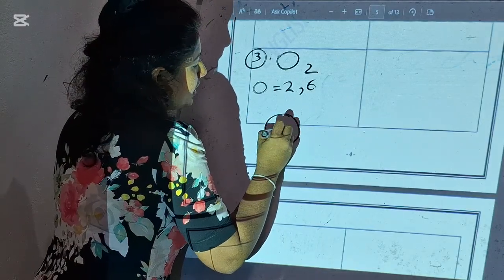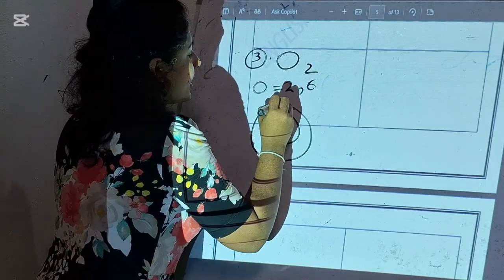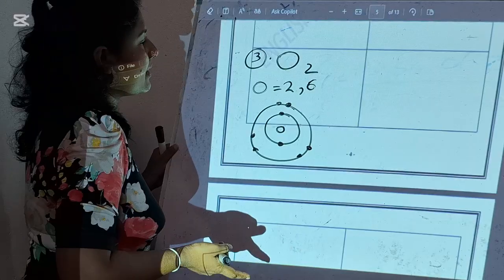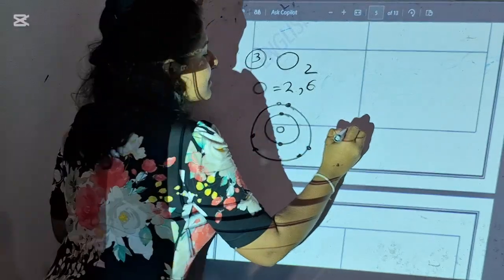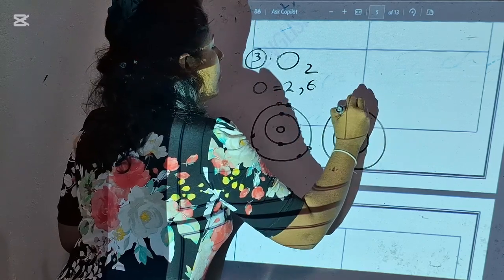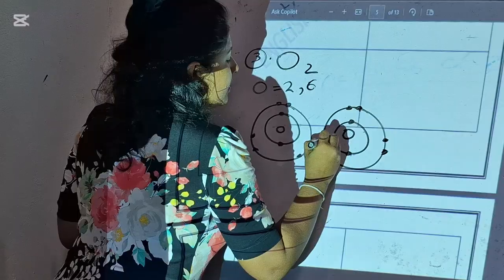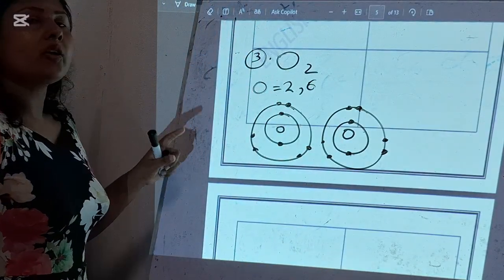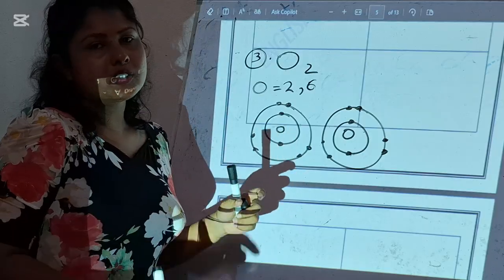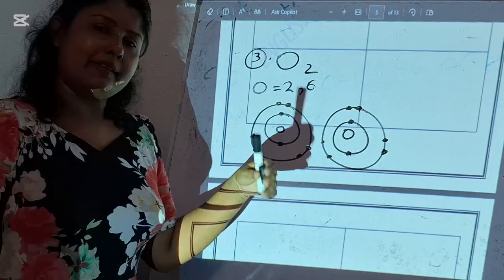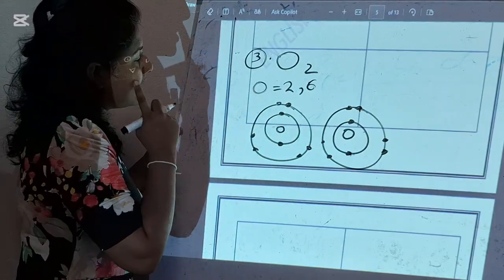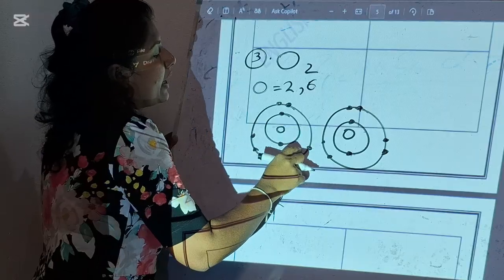This is oxygen. First shell 1 2, second shell 1 2 3 4 5 6. 2 and 6. Not only one oxygen, there are 2 oxygen atoms. Look at the oxygen last shell. It needs 2 electrons to become stable, because it needs 8 but only has 6.